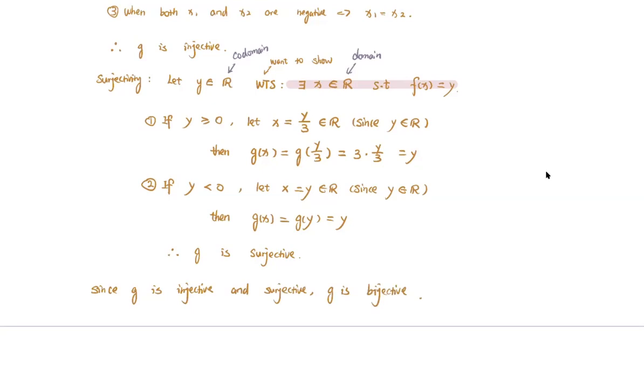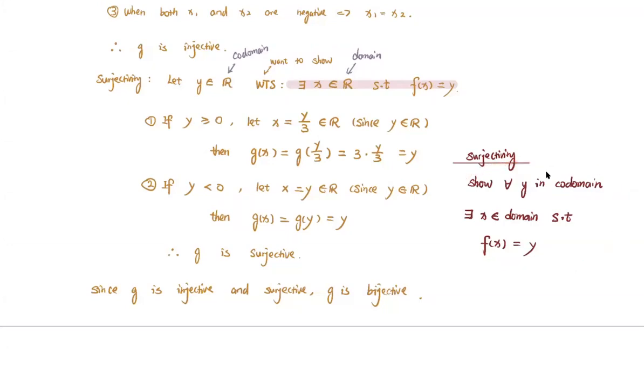Okay, yeah, sure. Let me write it in another color. So for surjectivity, what you want to show is: for all y in your codomain, there exists x in your domain such that f of x equals y. This is what you need to prove for surjectivity.